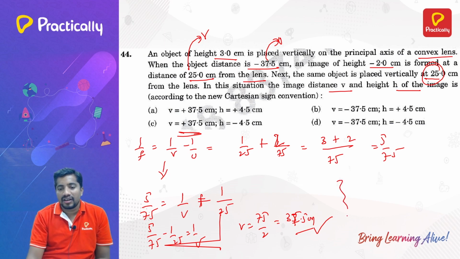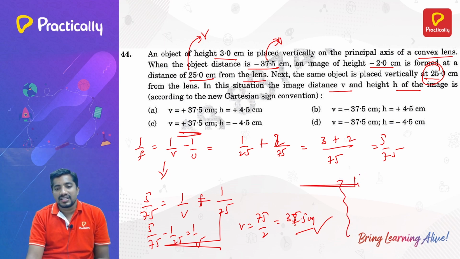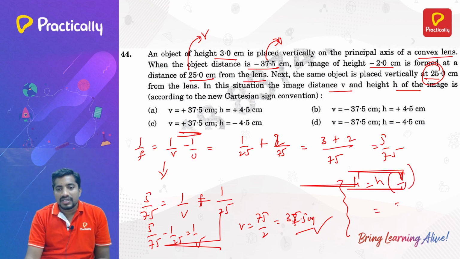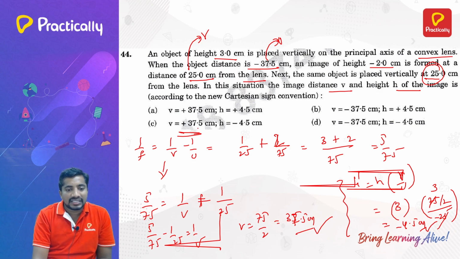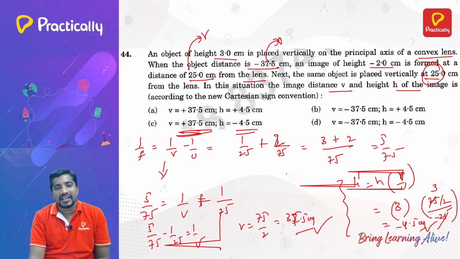And see, let us verify the height of the image. Formula for lens: h dash is equal to h into v by u. This is the formula. The h value is given as 3, the height of the object. The v value we just now found as 75 by 2, and the u value is minus 25. 25 goes 3 times here, 3 3s are 9, 9 by 2 is 4.5, but the negative sign is there, so minus 4.5 centimeter. Then plus 37.5 centimeter is the image distance, and minus 4.5 centimeter is the height of the image. So option C is the right choice, the correct choice.